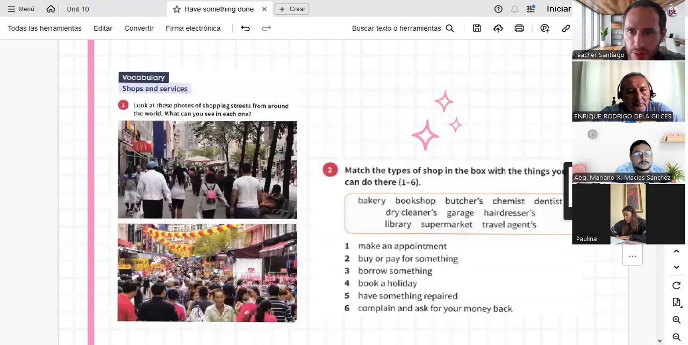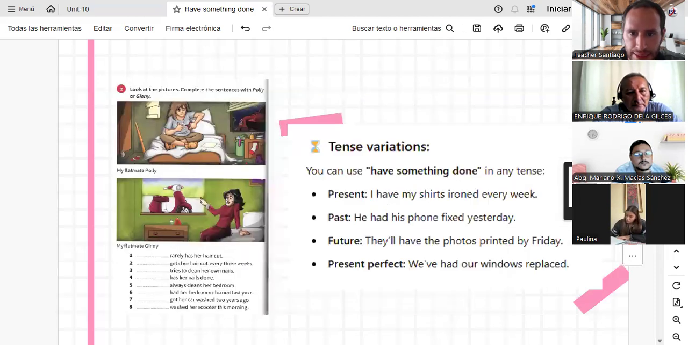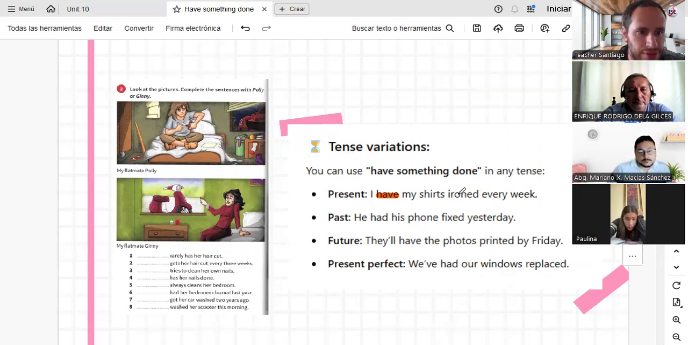I would like to show you something else before we go to the exercises. Okay, tenses variation. You can use have something done with any tense. So we can use this with any tense. Present: I have my shirt ironed. Do you know the meaning of iron? Planchar. Thank you so much, Paulina. Every week. This is present. So I have as auxiliary, and ironed, the verb in past participle, right?